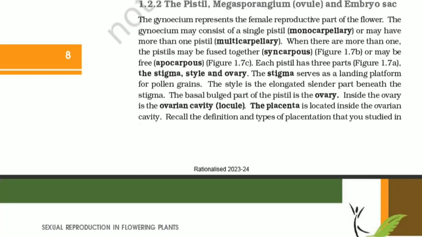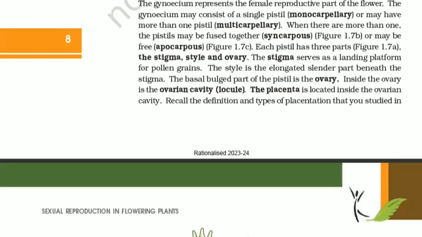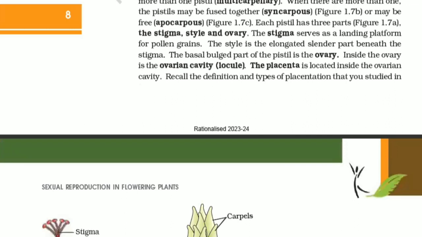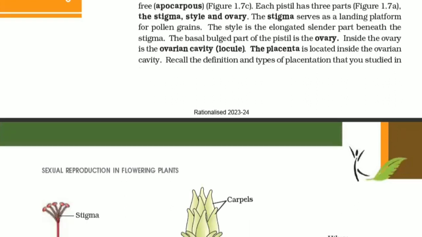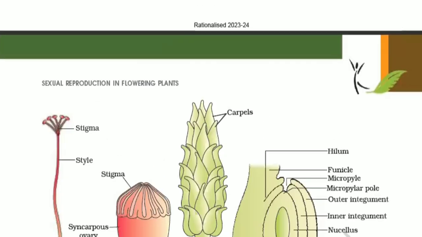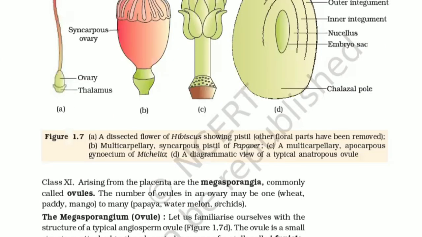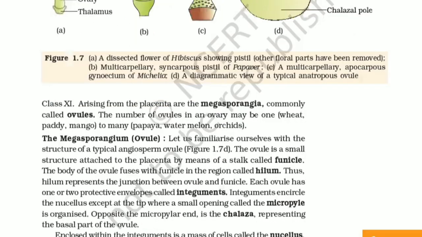Each pistil has three parts, as shown in figure 1.7a: the stigma, style, and ovary. The stigma serves as a landing platform for pollen grains. The style is the elongated slender part beneath the stigma. The basal bulge part of the pistil is the ovary. Inside the ovary is the ovarian cavity, that is locule. The placenta is located inside the ovarian cavity. Recall the definition and types of placentation that you have studied in class 11. Arising from the placenta are the megasporangia, commonly called ovules. The number of ovules in an ovary may be 1, as seen in wheat, paddy, mango.